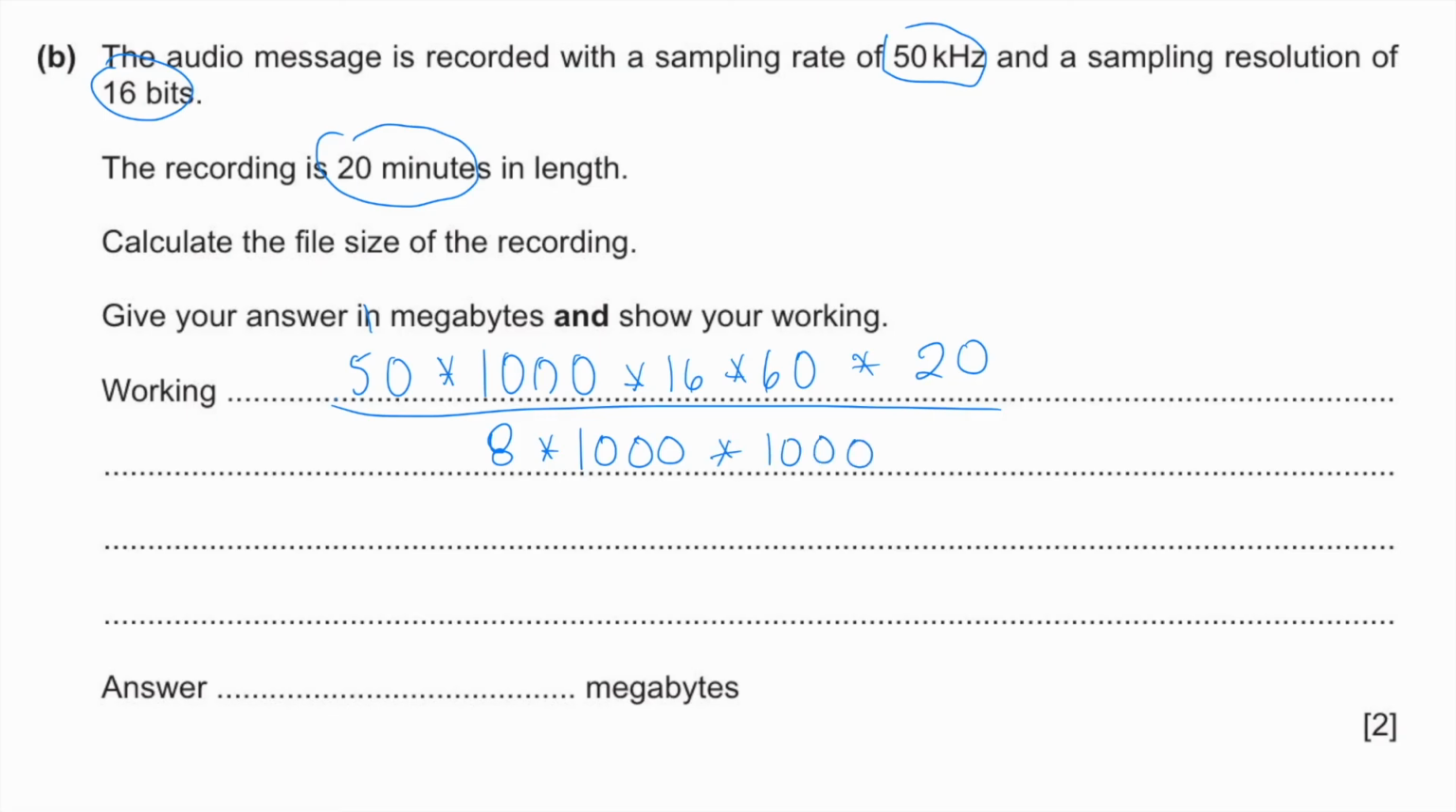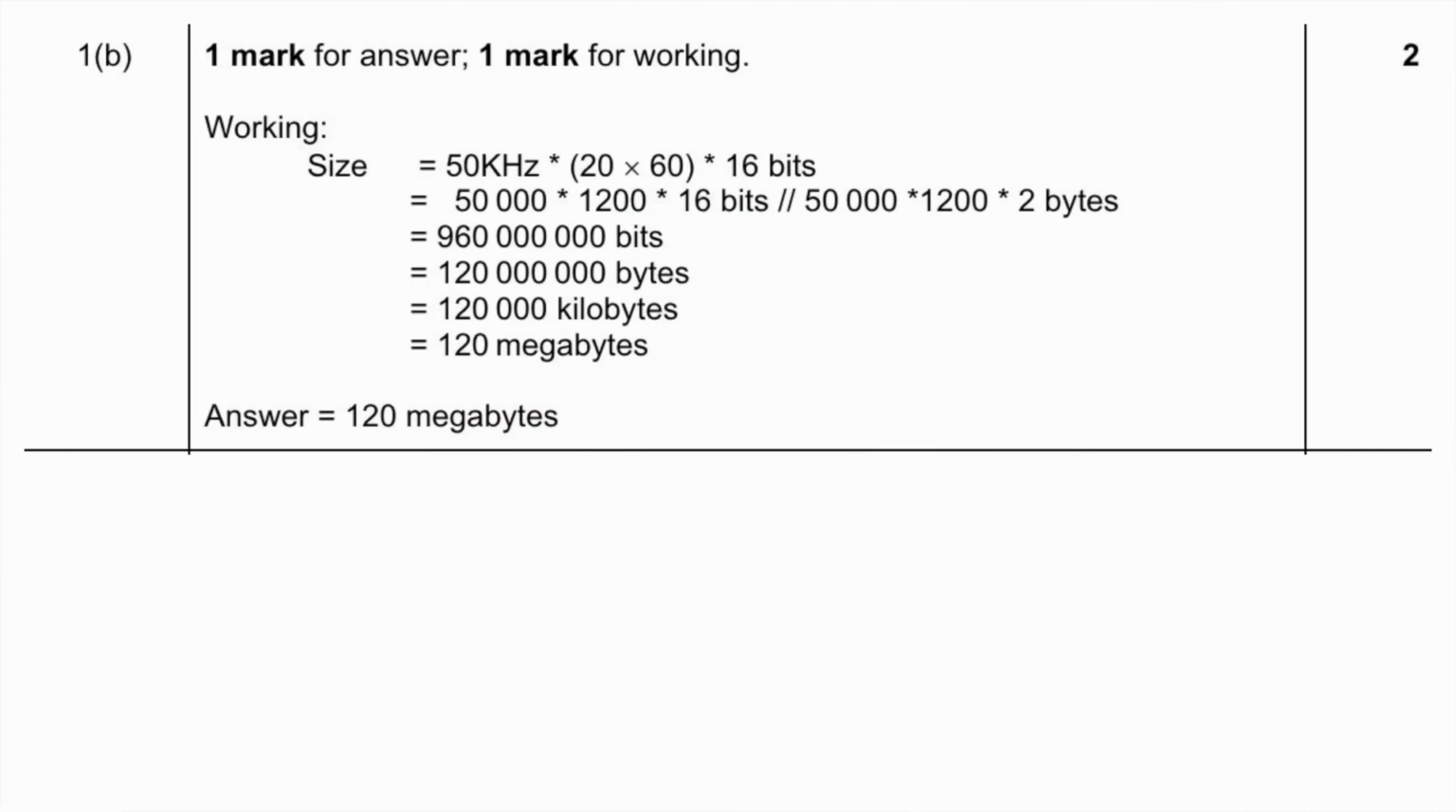That should give us a number of megabytes. Let's go check the mark scheme. And yeah, I mean, that's pretty much what it is. So we have this calculation, 50 times 20 times 60. So we have 15 times 16.